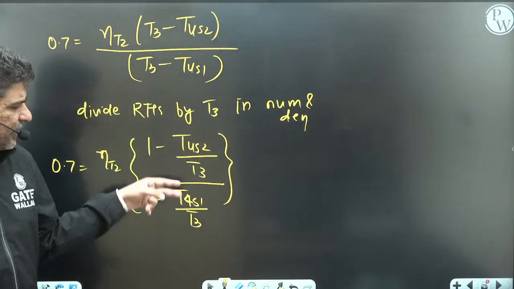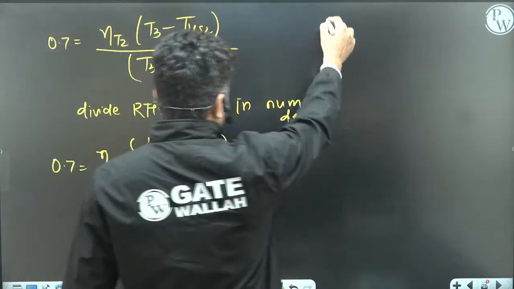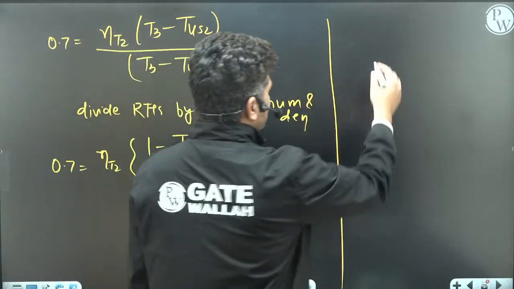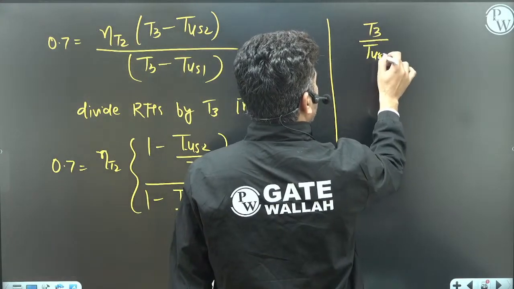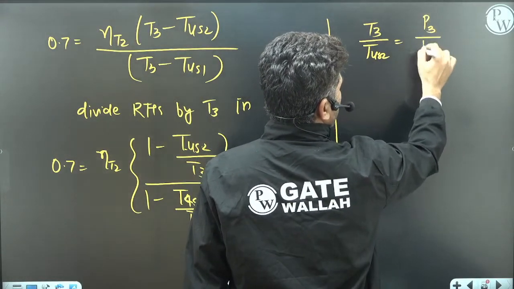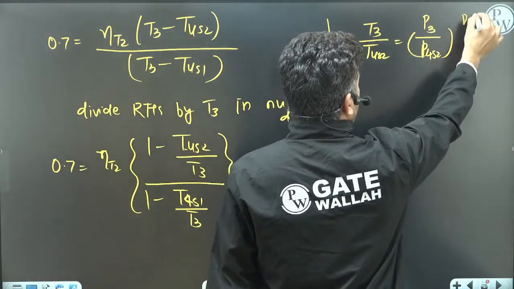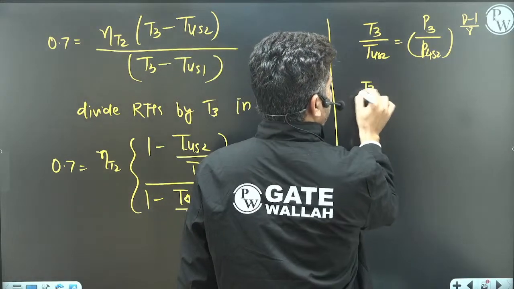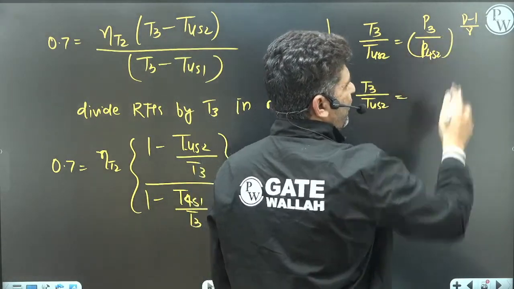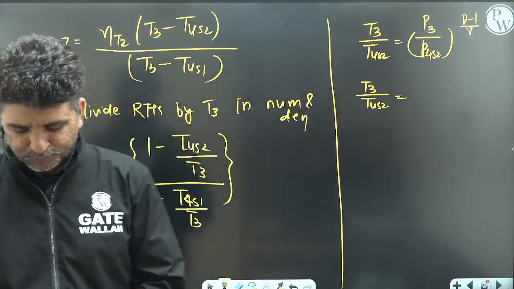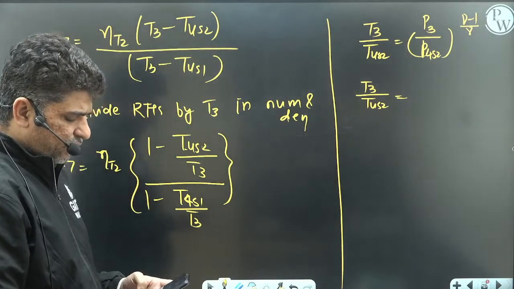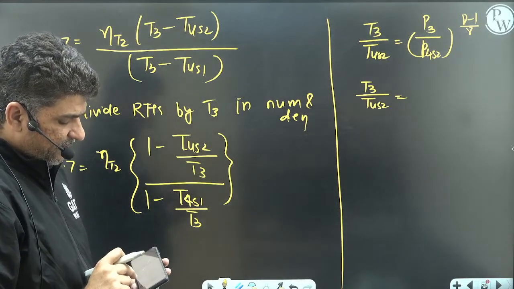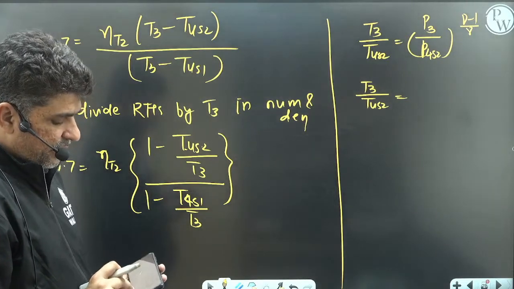Now what is T4S2 by T3 and T4S1 by T3? So you see, in the second case he has given the pressure ratio is 5. So T3 by T4S2 is equal to (P3 by P4S2) to the power (gamma minus 1) over gamma, and you know this ratio is 5. So T3 divided by T4S2 will be equal to 5 to the power (gamma minus 1) over gamma. What is 5 to the power (gamma minus 1) over gamma? 5 to the power 0.4 divided by 1.4. That is 1.58.